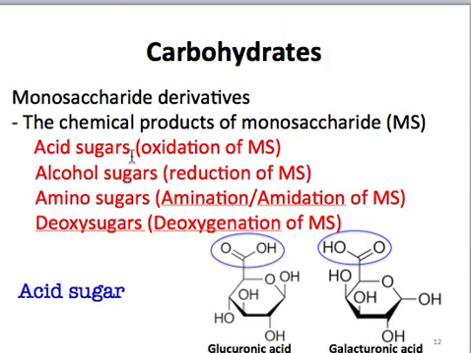Monosaccharide has their derivatives: acid sugar, alcohol sugar, amino sugar, and deoxy sugar are examples of monosaccharide derivatives. Acid sugar is derived from oxidation of monosaccharide, resulting in changing the last hydroxy group and or the carbonyl group to carboxylic acid. Glucuronic acid and galacturonic acid are examples of acid sugar derived from glucose and galactose respectively.